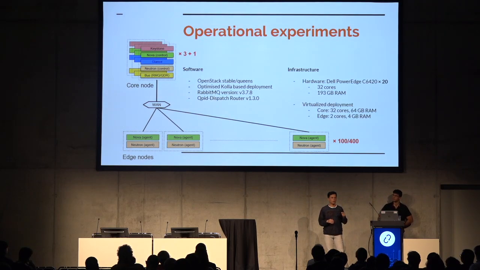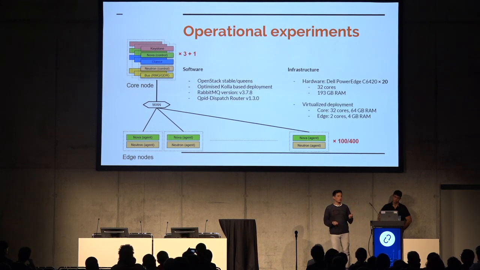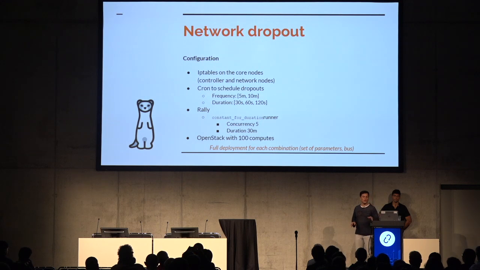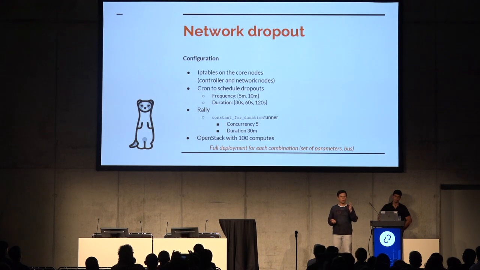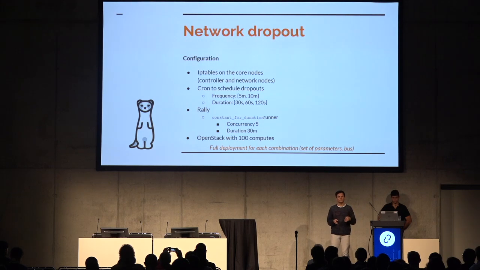We deployed OpenStack in a virtualization mode on 20 physical nodes, each containing 32 cores and 192 gigabytes of RAM. For the network dropout, we use iptables to generate the dropout with a frequency going from 5 to 10 minutes and a duration of 30, 60, and 120 seconds.